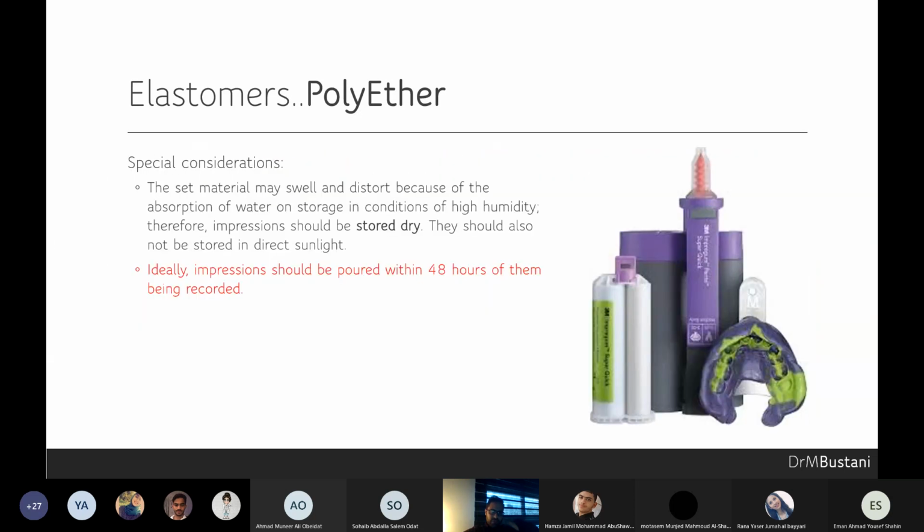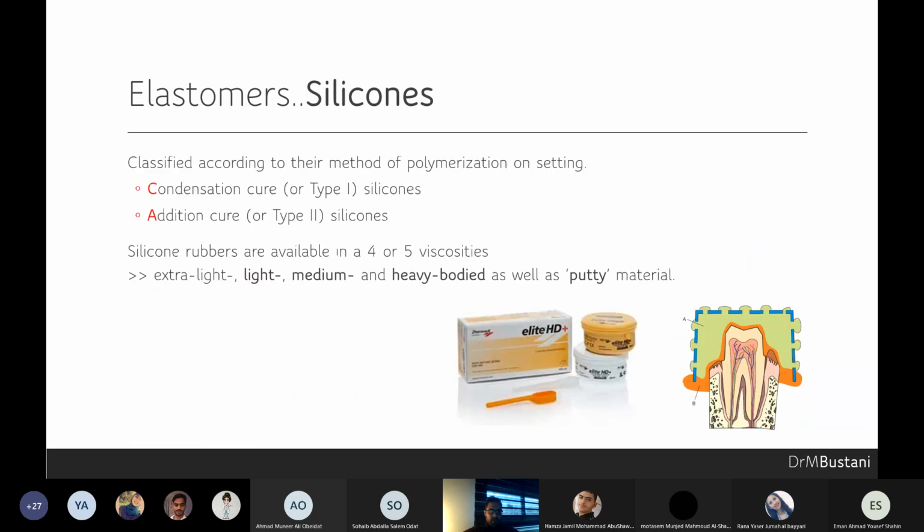We will go through this in a bit when we talk about impression technique. The last type is silicones. Silicones are of two types: the condensation silicone or C-silicone, which is called type 1, which was found before, and then the newer silicone, which is the type 2 or addition cure silicone.